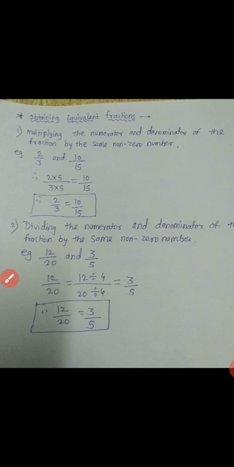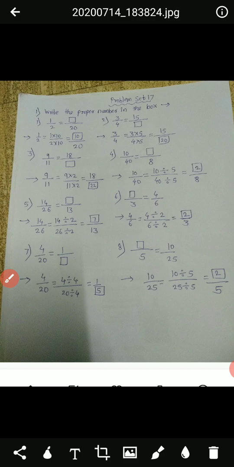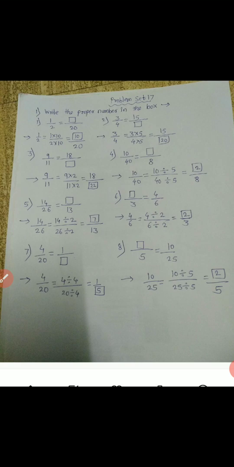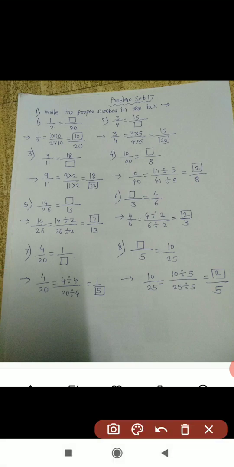Understood? So we will solve practice problem set 17. Just see first one. Write the proper number in the box. First example, 1 upon 2 is equal to box upon 20.